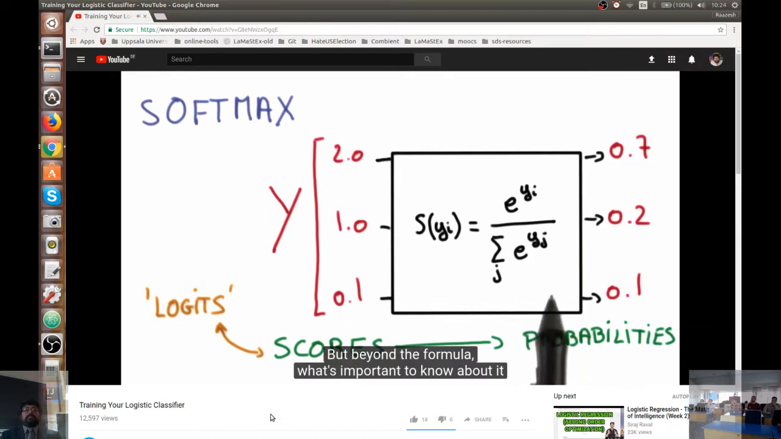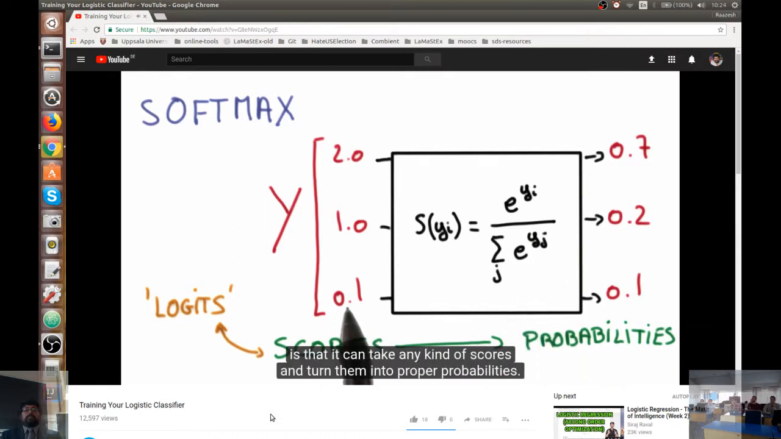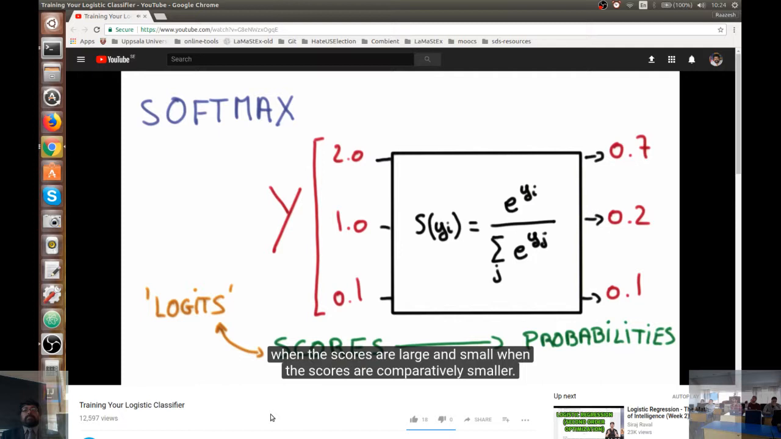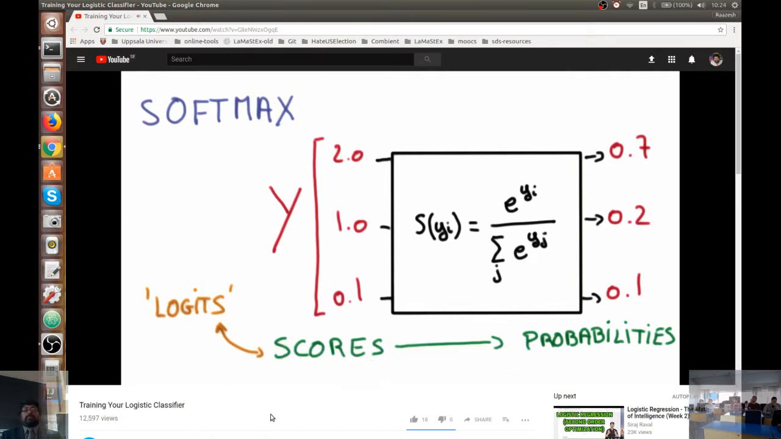But beyond the formula, what's important to know about it is that it can take any kind of scores and turn them into proper probabilities. Proper probabilities sum to 1, and they will be large when the scores are large, and small when the scores are comparatively smaller. Scores, in the context of logistic regression, are often also called logits.